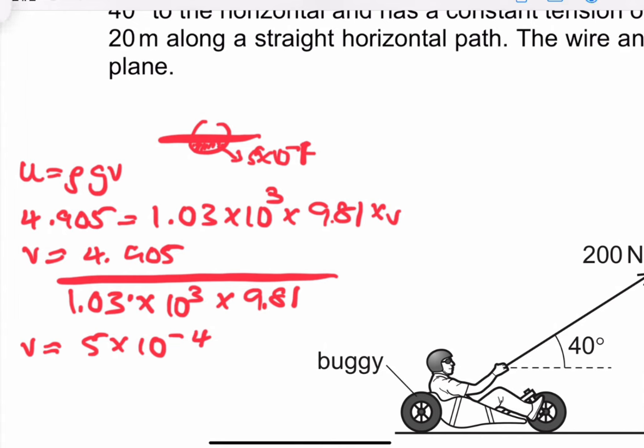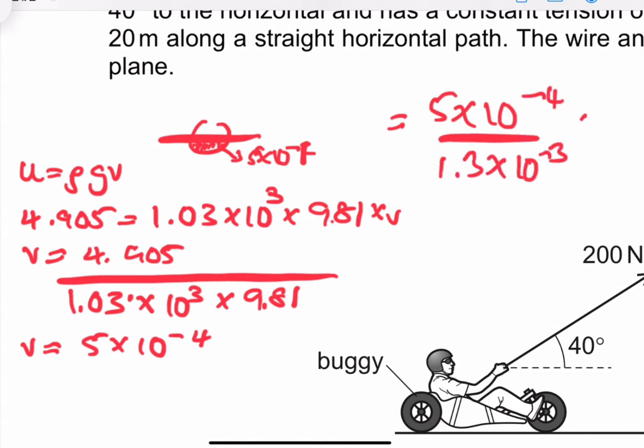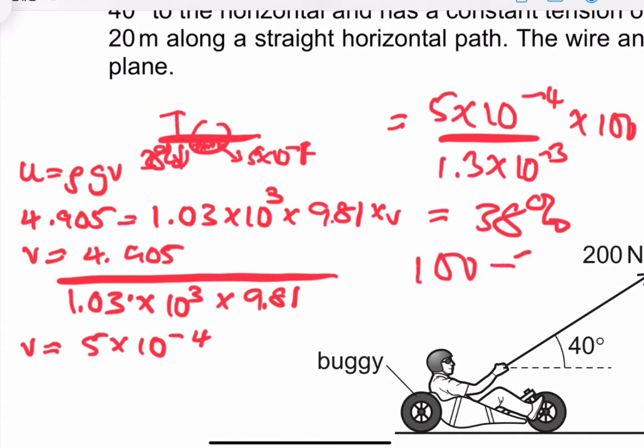So if you find this as a percentage, we know that 5 times 10 to the power of negative 4 divided by 1.3 times 10 to the power of negative 3, times 100, because this is the total volume of the object itself, this will give us 38%. This means that this is 38% of the object. So what will be this? Okay, this will be 100 subtract 38. This will give us a total of 62%.